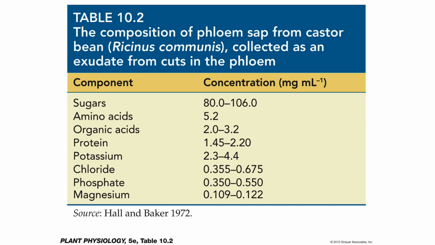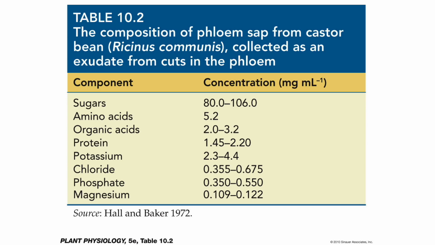Suffice it to say that it's been a difficult problem to identify, but a number of people have been successful at identifying what the components of the sap are. Now, the main component of the sap is water, obviously. The next main component is sugar, and sugar is quite concentrated in the phloem sap. These are in milligrams per milliliter concentrations, and we can find that sugars are in the 80 to 106 range, and most of the sugar is sucrose, as we'll get to in a moment.